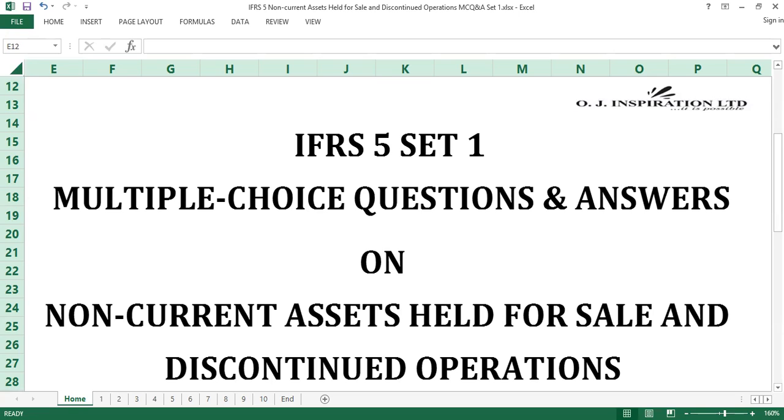It is dedicated to providing complementary and supplementary education on International Financial Reporting Standards (IFRS) through a multiple choice question and answer approach. It is intended to make learning or intellectual assurance fun. In this session, we shall be considering 10 questions of set 1 to which the answers have been provided on IFRS 5. This is the standard on non-current assets held for sale and discontinued operations.